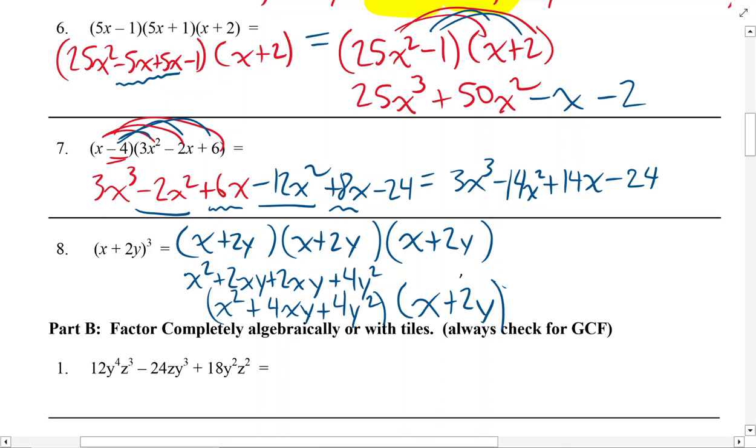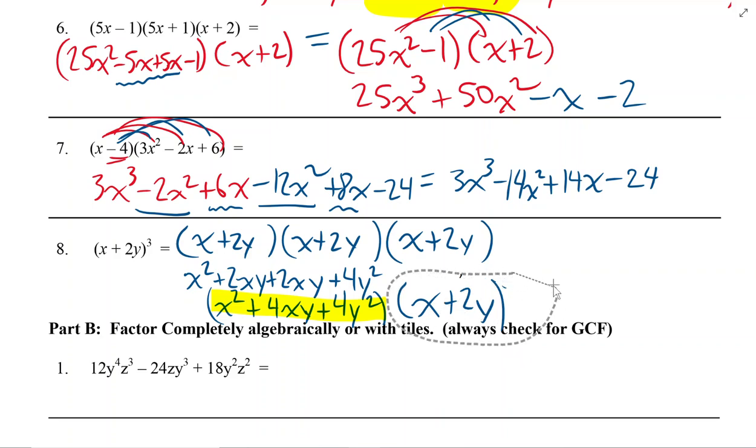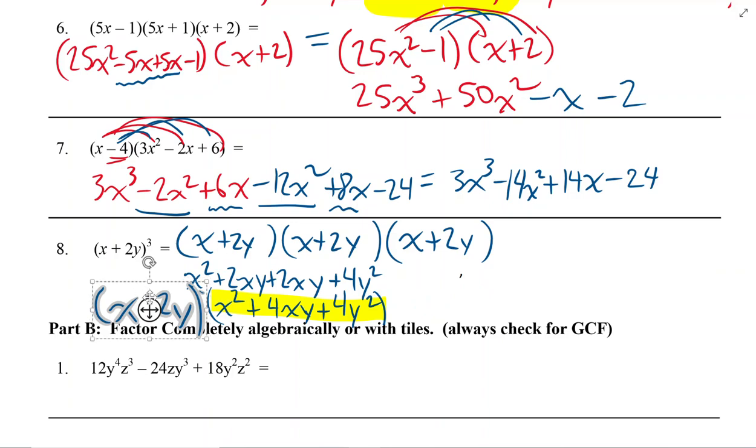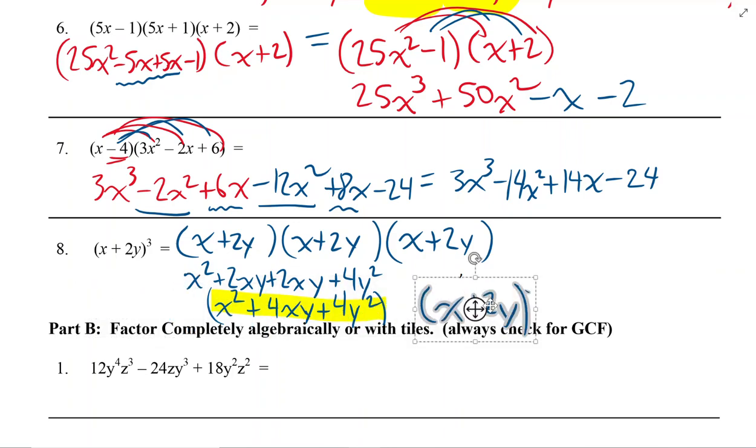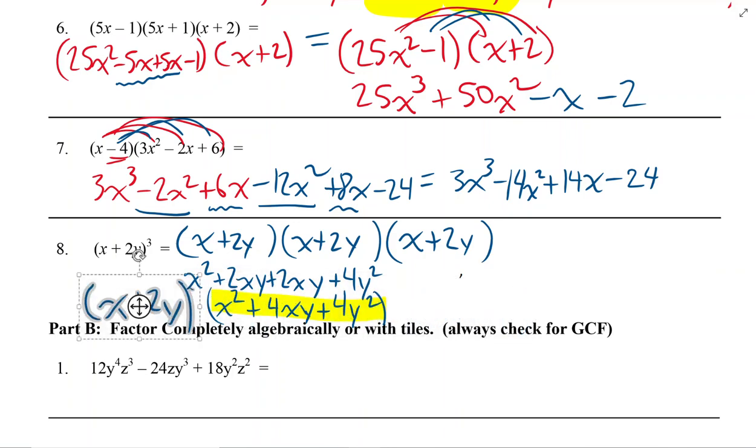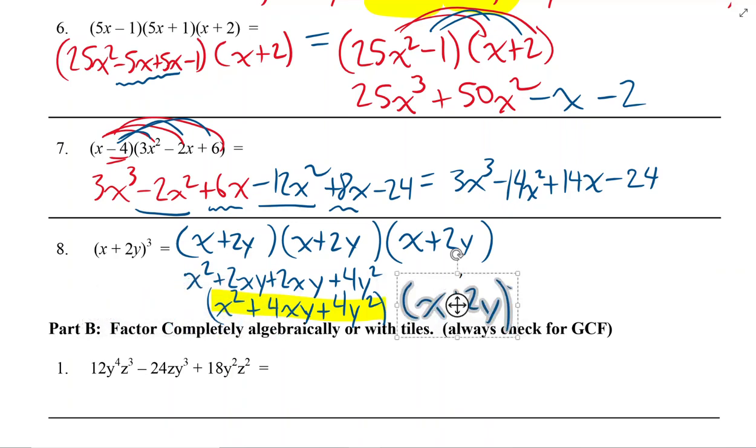Okay, so I got an answer to the first one. It's right here at the front, and then I have to multiply it by the x plus 2y. Now, if you don't like it written at the back, you can just move it to the front. You can write it at the front, or you can write it at the back. It doesn't matter. You choose. Whatever feels better for you, you write it that way and then multiply.